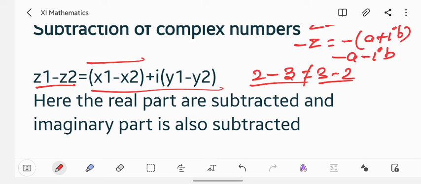You can try out by taking some more examples based on subtraction of complex numbers. Try to verify whether it is closure, commutative, associative or not. And then we can see the later part of this particular chapter in our next class.